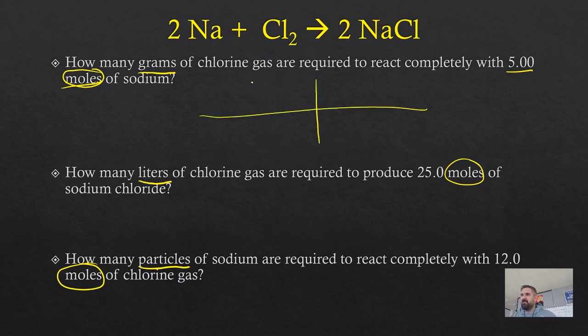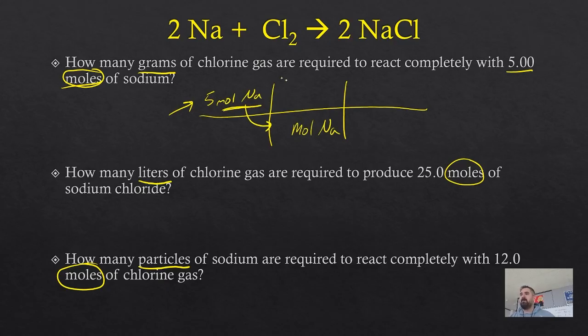So again, this is a two-step. Let me set up for a two-step. Okay, so what is our given information for the first one? 5 moles of Na. Now what goes in this box down here? Moles of Na. Because I started with moles, the next step is going to be mole ratio. And in this one, we're comparing sodium to chlorine. So how many moles of sodium? 2. And then how many moles of chlorine? 1. 1 mole of Cl2.